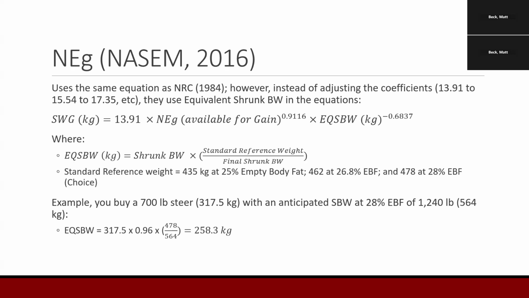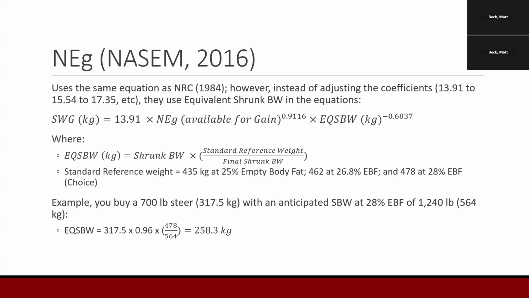Standard reference weight was the weight of the animals that went into building these equations at either 25, 26.8, or 28% empty body fat. The standard reference weight of those animals at 25% empty body fat was 435 kilograms. For 26.8% empty body fat it was 462, and then 28% empty body fat was 478. We're going to be using 478 and 28% empty body fat throughout the class.